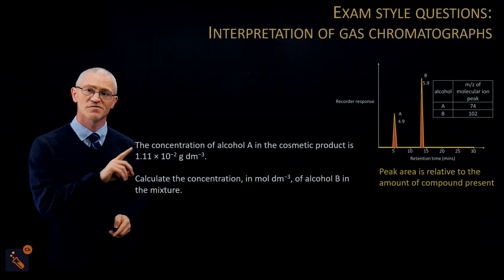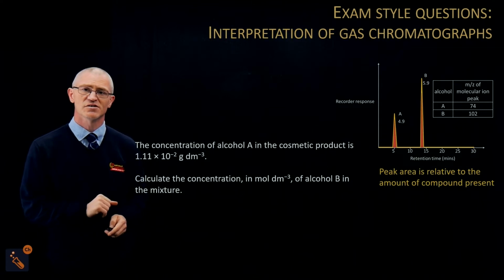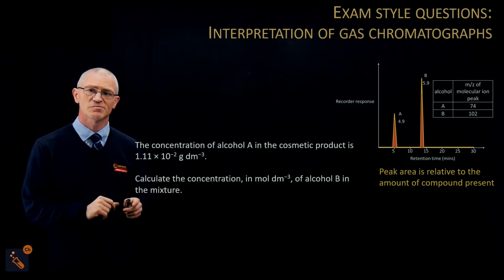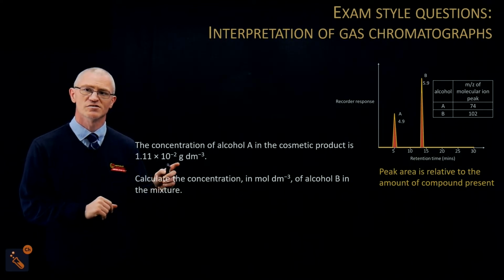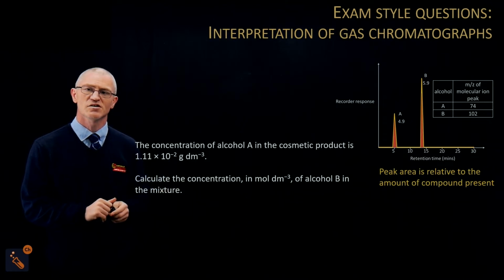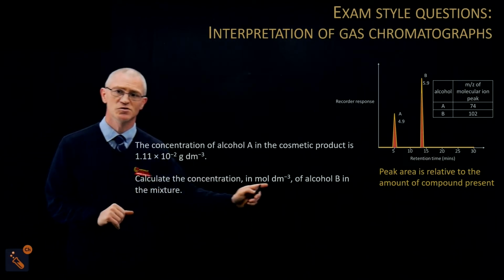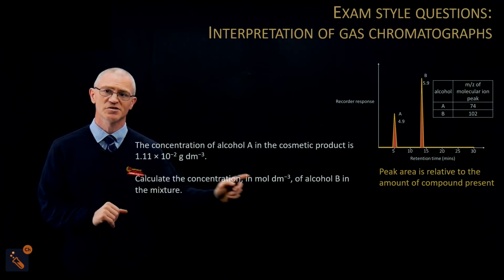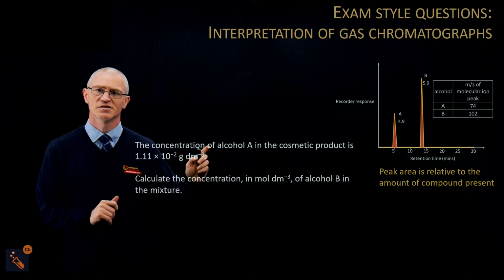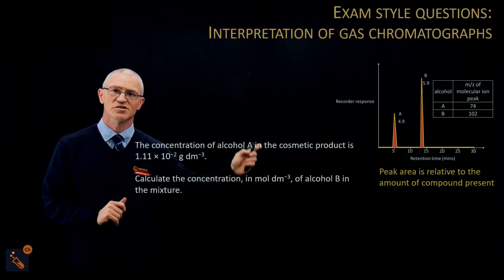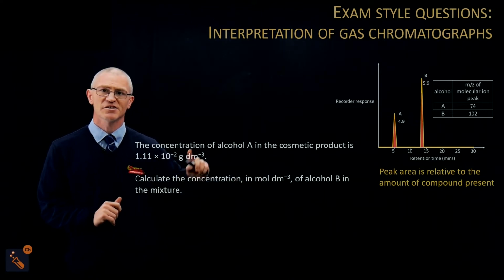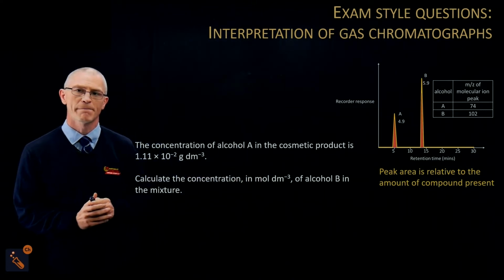The question itself is: the concentration of alcohol A in the cosmetic product is 1.11 times 10 to the minus 2 grams per decimeter cubed. Now that's of A, which has a peak area of 4.9. It says calculate the concentration in moles per decimeter cubed. So you've got to convert grams to moles, and you've also got to take the amount of A and convert it into the amount of B.